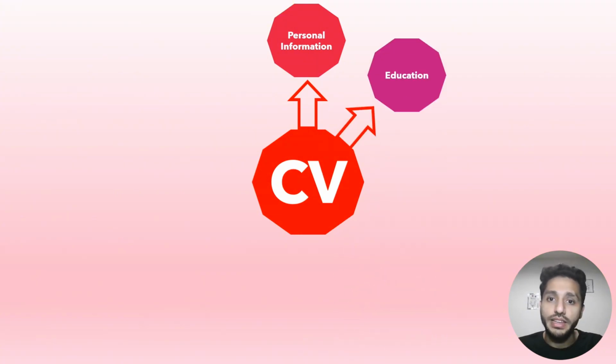The second is the education. In that section, you have to mention your education from your higher education to the lower education. It means you can write the information about your most recent degree first, and then in descending order, you can write about your education.